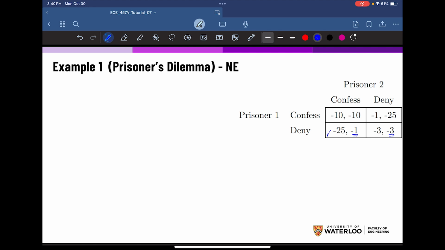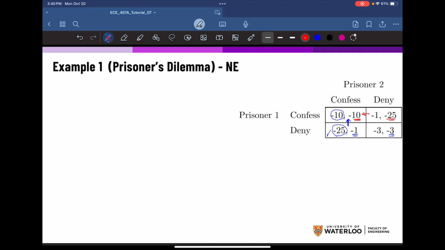Now, if we want to move upward, that would be the decision for prisoner number 1, from deny to confess. Here we need to consider this one. Can we move from -25 to -10? Yes, so you move upward. Can we move from -10 to -25? No, we cannot do that.